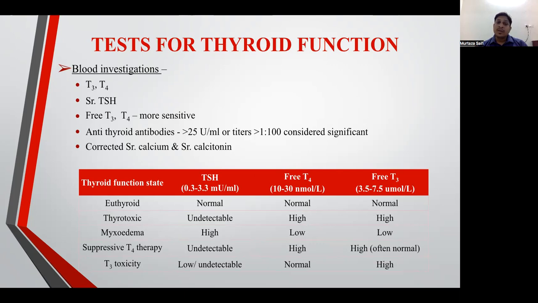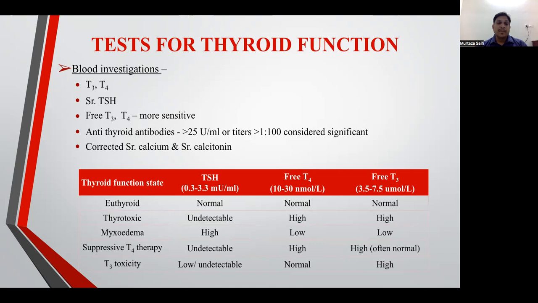In thyroid function test, if it is euthyroid, then all these T3, T4, and TSH are normal. This is the euthyroid state. Obviously, before operating, we always try to make the patient euthyroid. It's better. Then thyrotoxic state: TSH undetectable, and T3 and T4 are very high. If there is myxedema, then there is a high TSH level, free T4 is low, and free T3 is also low.